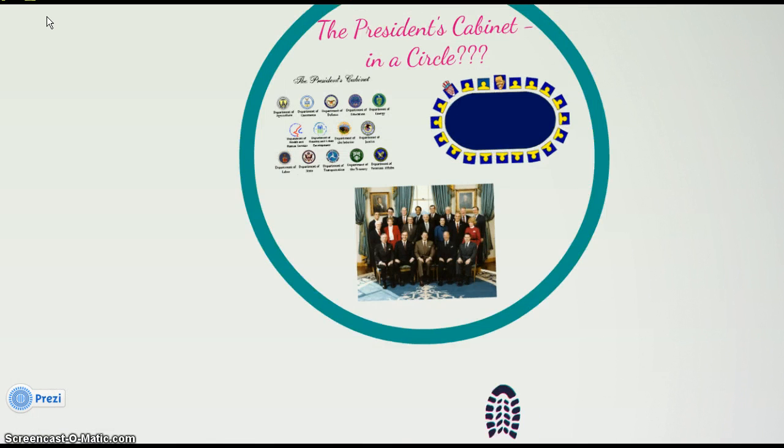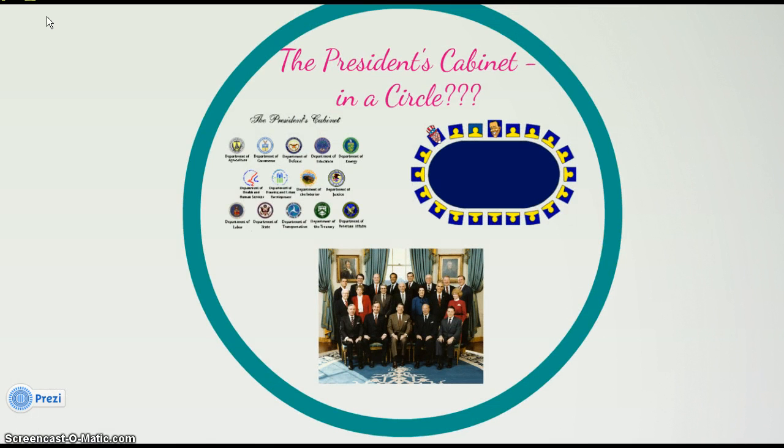So we're now going to turn our attention to the President's Cabinet. You see some images up there. The President's Cabinet is made up of 15 departments. Each department is headed by a secretary. That's what they're called. So the Secretary of State, the Secretary of Agriculture, the Secretary of Education, the Secretary of Health and Human Services, just to name a few.